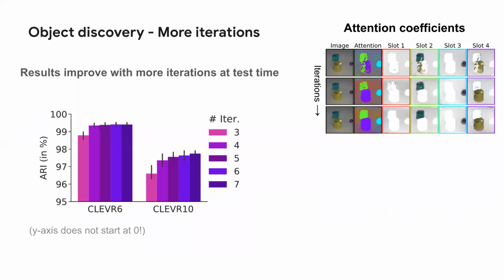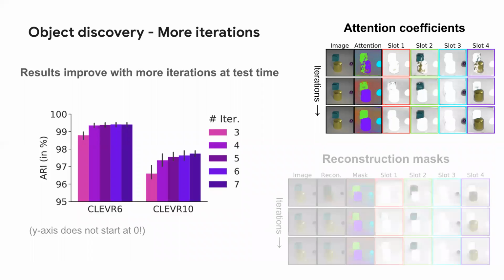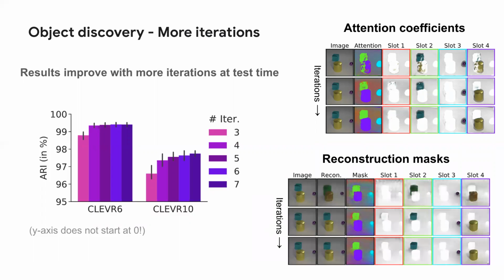Here we visualize the attention coefficients. So again, you see that at the beginning, after the first iteration, the objects are not yet split between the slots, but then as the iteration progresses, they actually do split. And similarly for the masks.